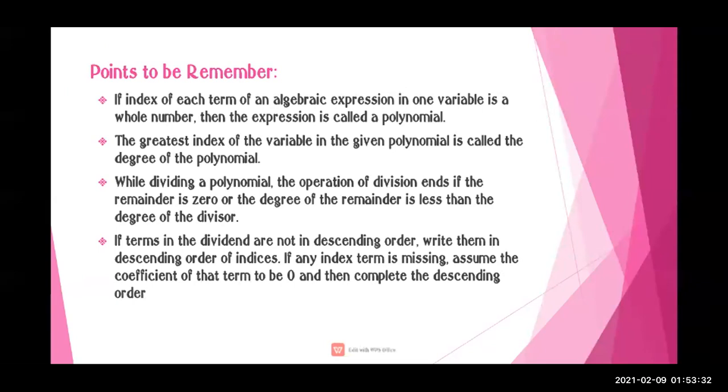If the index of each term of an algebraic expression in one variable is a whole number, then the expression is called a polynomial. Now, what is the definition of polynomial? The definition of polynomial is: if the index of each term of an algebraic expression in one variable is a whole number, that is called a polynomial.